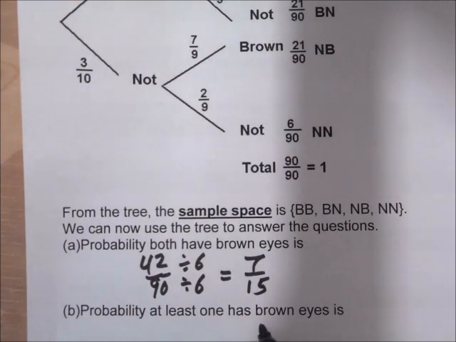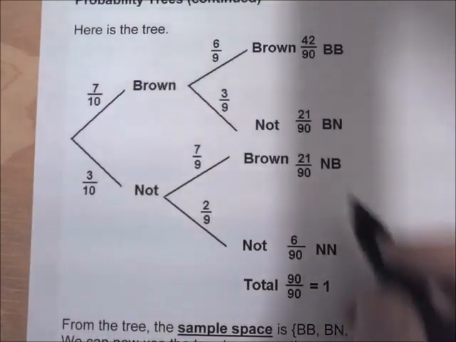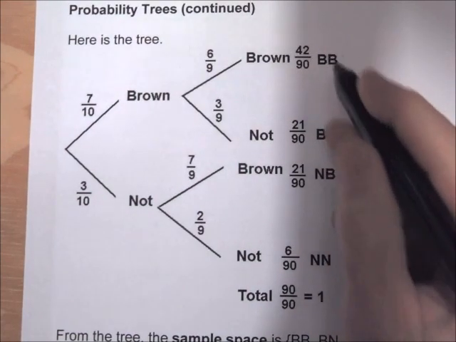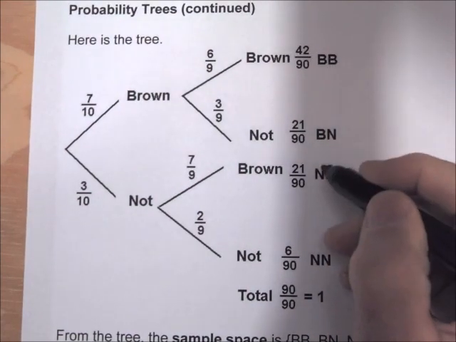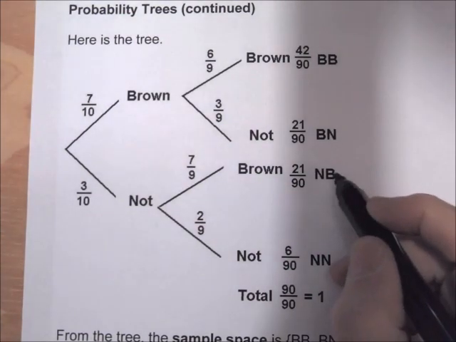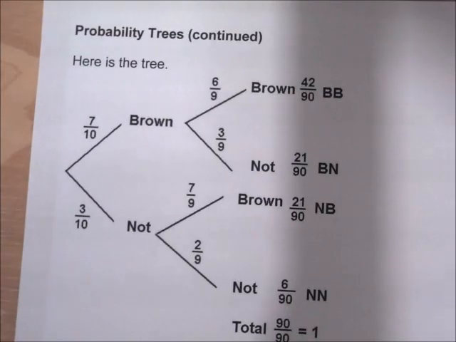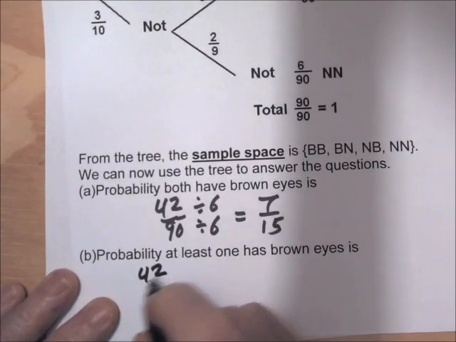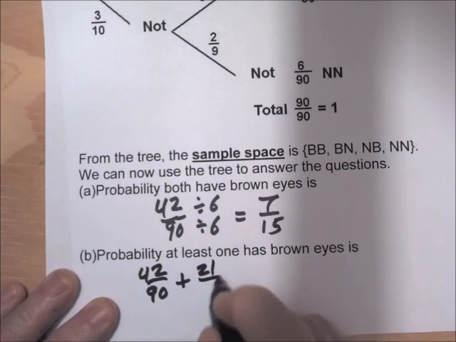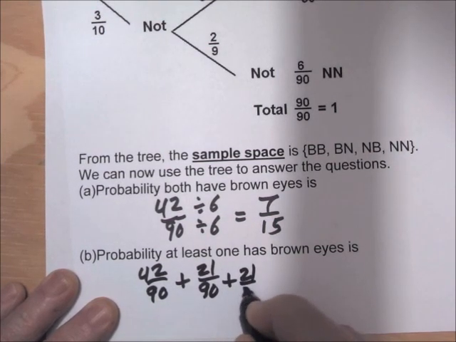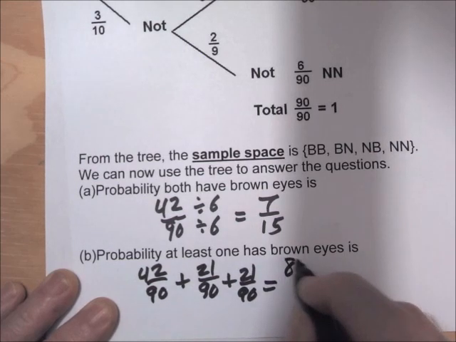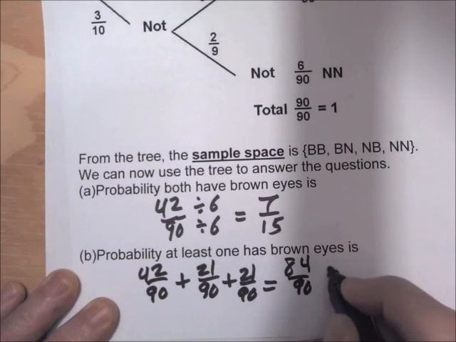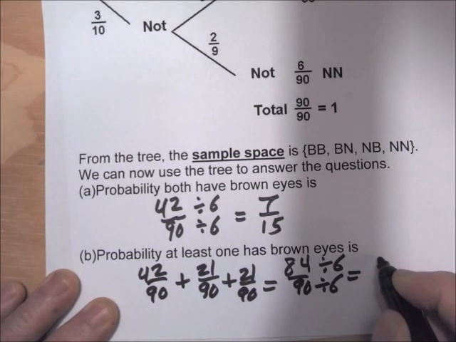Probability that at least one has brown, well, that's one or more, so it would be these top 3 paths. The only one that's out would be the bottom path. So it'd be 42 out of 90 plus 21 over 90 plus 21 over 90. It'd be 84 out of 90. And we could reduce that, divide top and bottom by 6. It reduces to 14 out of 15.